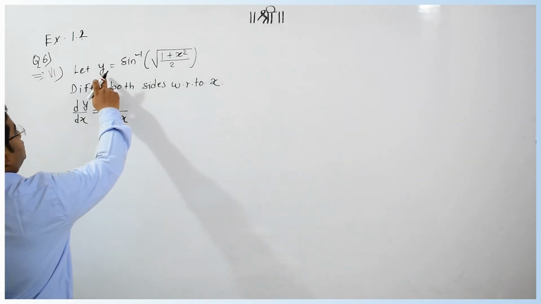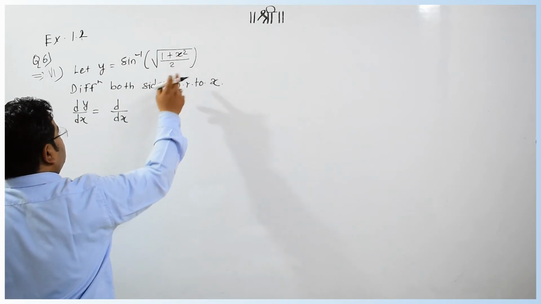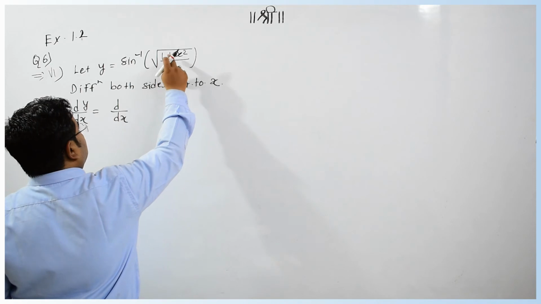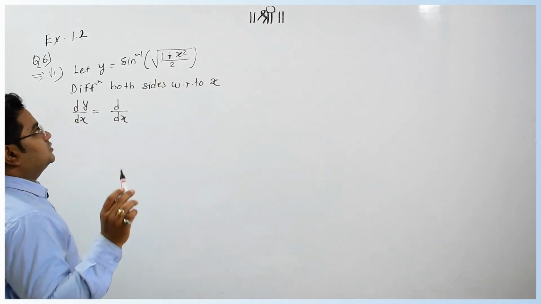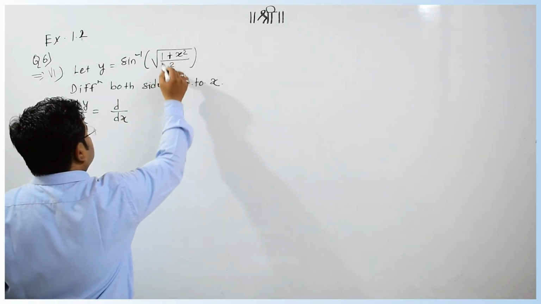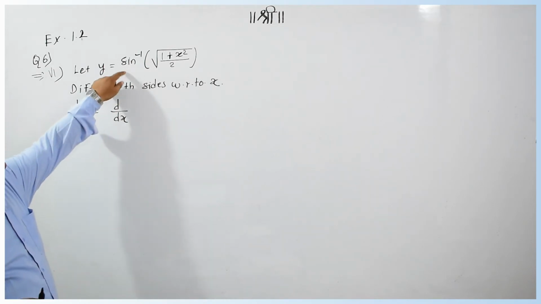Now the next question is y is equal to sine inverse of square root of (1 plus x square) divided by 2. Okay, I forgot to say under root. It is the most important and most confusing question. Why? Because most of the students are thinking of substitution. No need to perform substitution in this kind of problem.